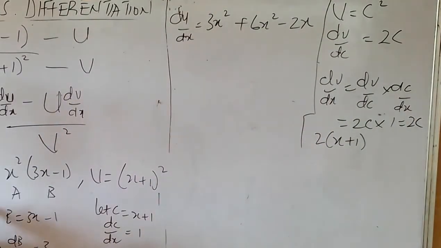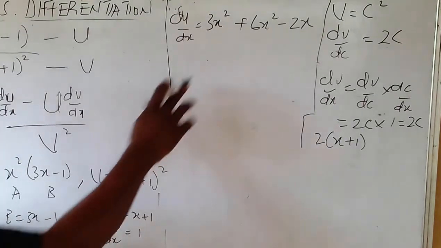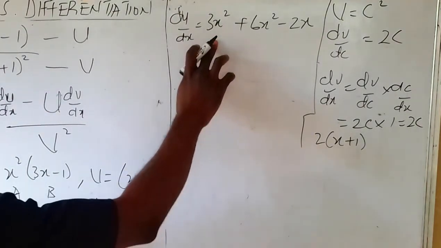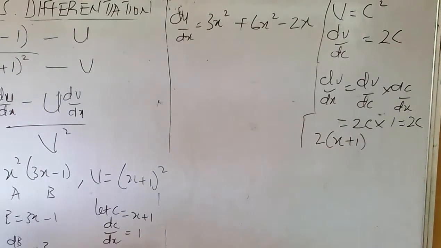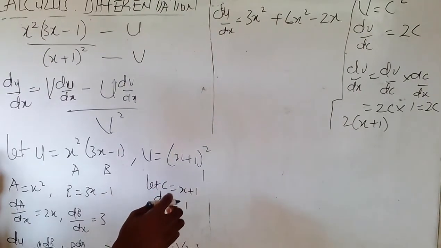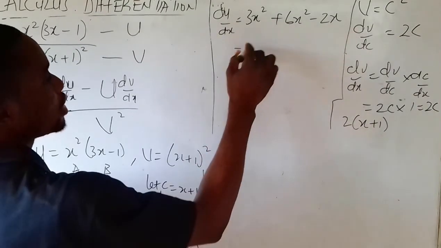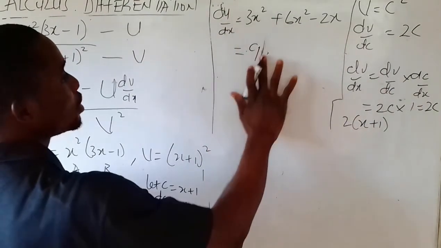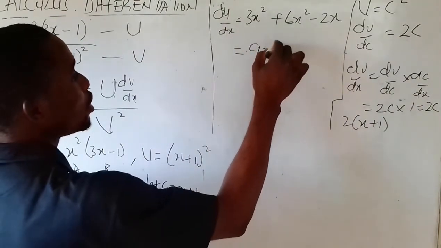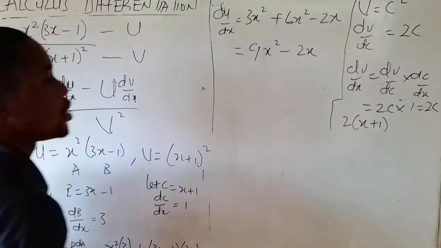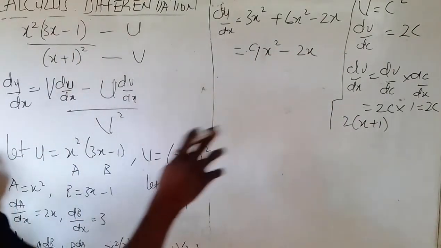While du/dx is 3x squared plus 6x squared minus 2x, which I can combine together and get as 9x squared minus 2x. So that's for the du/dx, that's for the dv/dx.